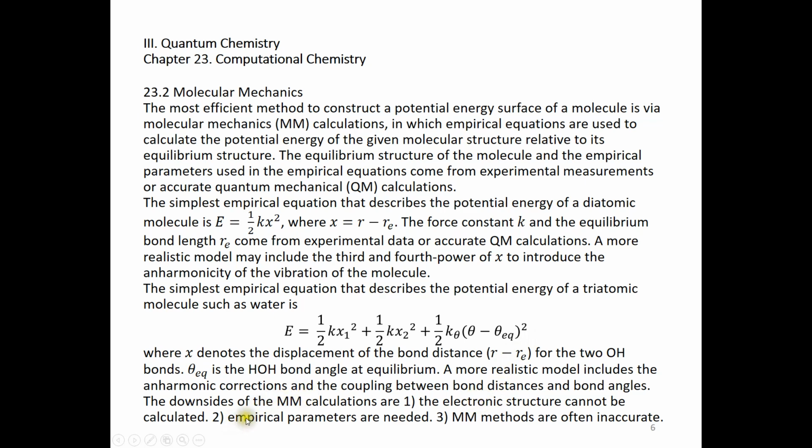2, the empirical parameters are needed to do molecular mechanical calculations. And those empirical parameters come from experiments or high-level ab initio or quantum mechanical calculations. And 3, molecular mechanical methods are often inaccurate. For example, if you want to describe the resonance energy of a conjugated molecule, it can be hard to do.